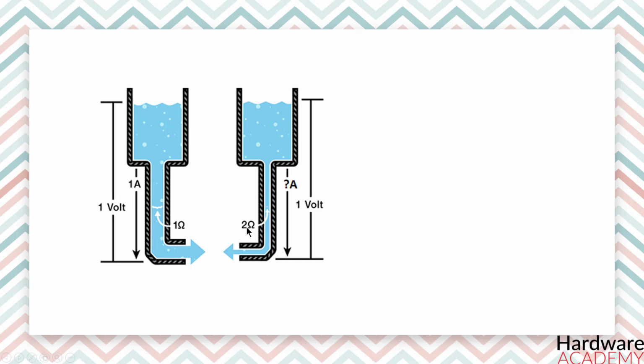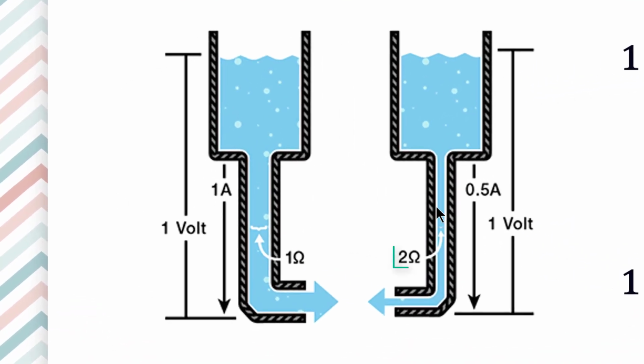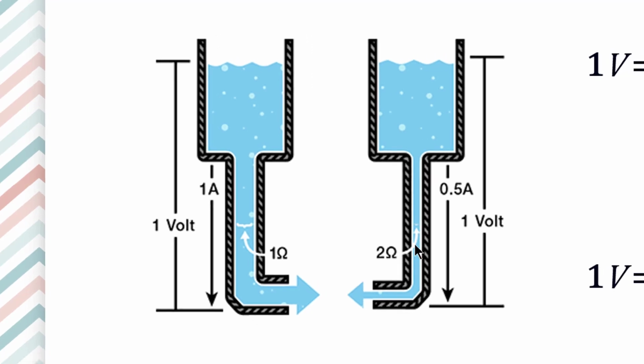Because the hose is narrower, its resistance to flow is higher, right? So let's define this resistance as 2 ohms. The amount of water in the tank is the same as the other tank, right? So using Ohm's law, our equation for the tank with the narrow hose is 1 volt equals current times 2 ohms. Alright, but what is the current? Because the resistance is greater and the voltage is the same, this gives us a current value of 0.5 amps. The main takeaway of this water tank analogy is that the greater the resistance of the hose, the less amount of water, in other words current, will flow through it.